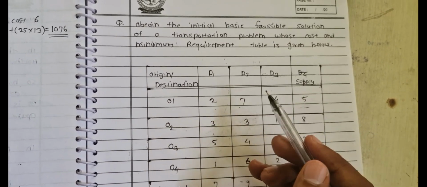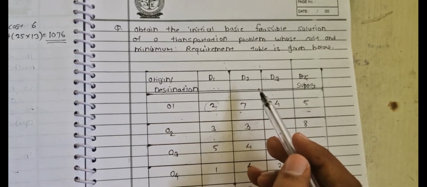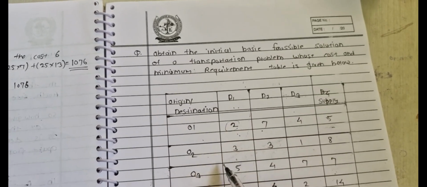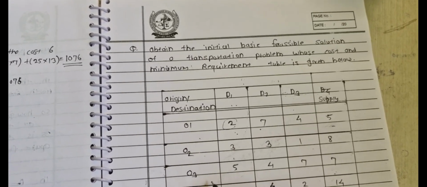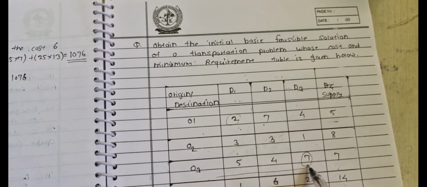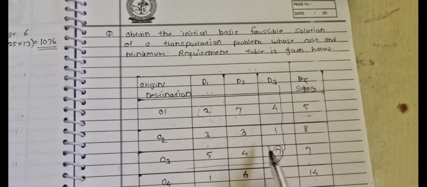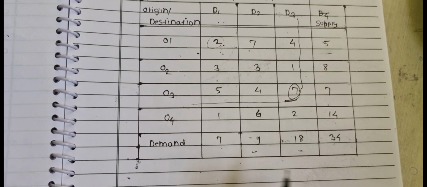Actually these are the costs. It means O1 needs a certain cost to supply to a demand point. Like O1 needs a cost of 7 to supply to D, and similarly O3 needs a cost of 7 to supply to D3. That means if you are supplying the product from O1 to D1, the cost is 2. Then we will see step by step how to solve this problem.